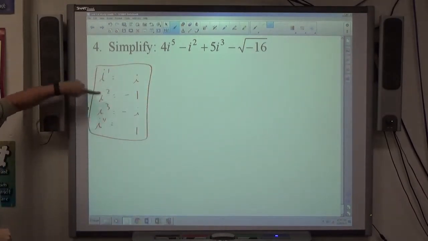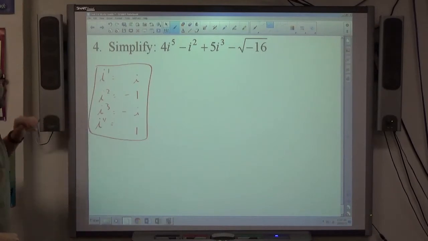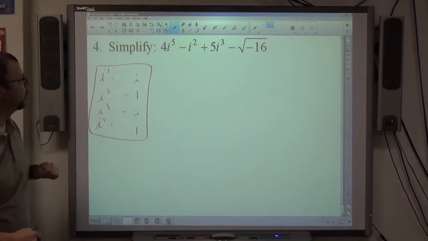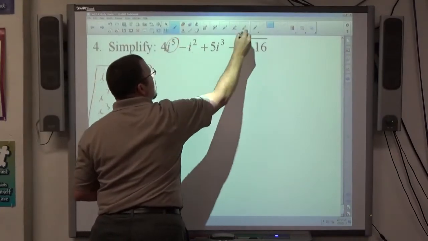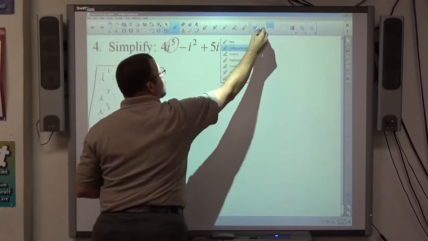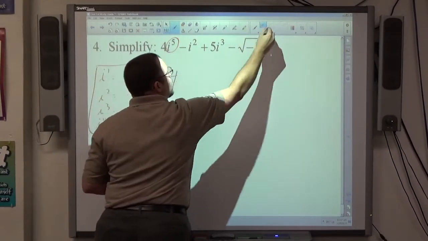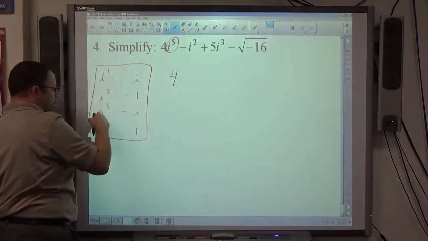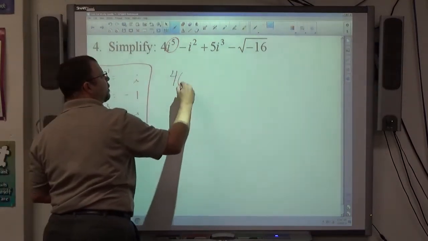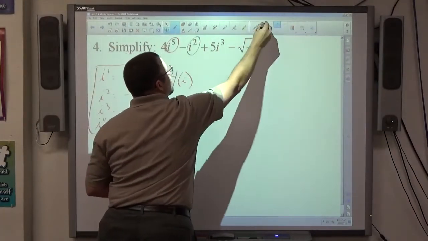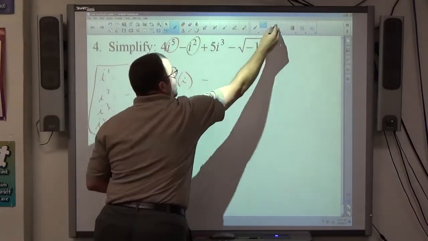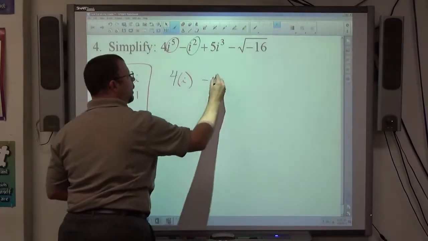First, second, third, fourth, fifth, sixth, seventh, eighth, and so on. So we want to have these outcomes for each of these things. So when I see 4i to the fifth, that means 4 times i to the fifth. First, second, third, fourth, fifth is the same as i to the first. When I see i squared, it's minus, so I put minus, and i squared is equal to negative 1.